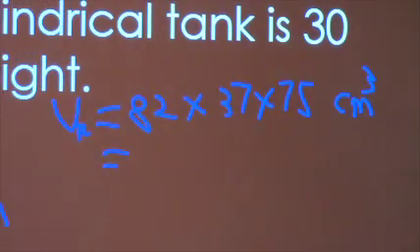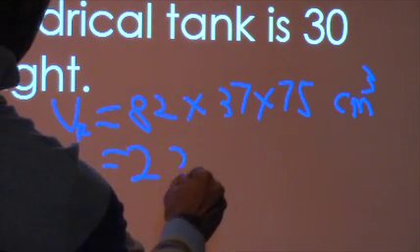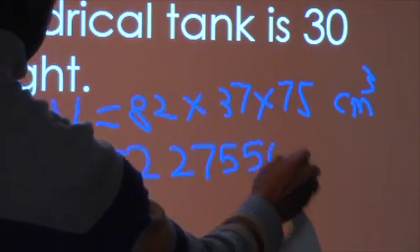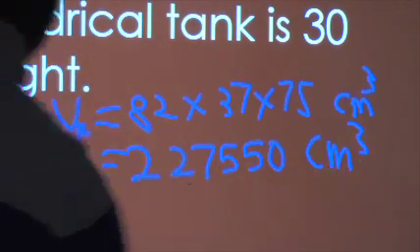So let's do that multiplication off here with our calculator. What we have is 82 by 37 by 75, and that gives us 22750 centimeters cubed.